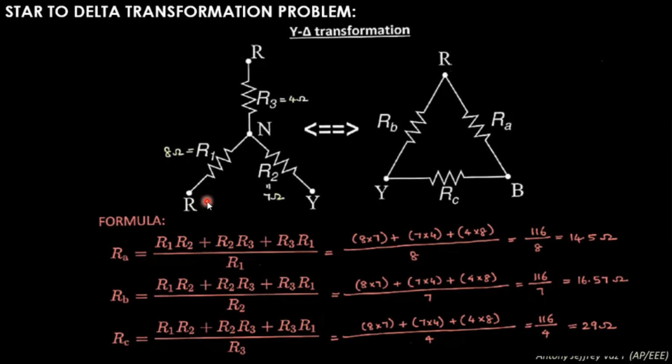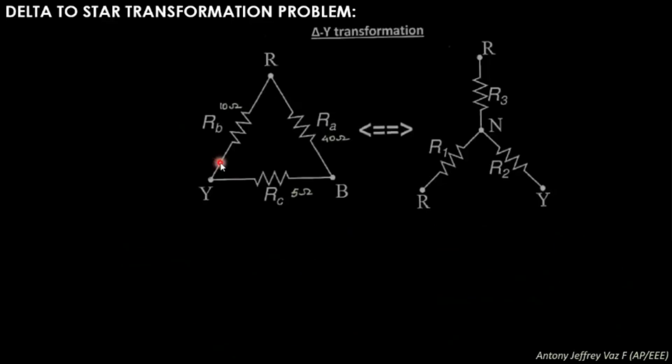I will move to the next problem. You just write the question. Don't copy these answers. Just write the question and do it yourself. Next, for delta to star transformation, RB is 10 ohm, RA is 40 ohm, and RC is 5 ohms.